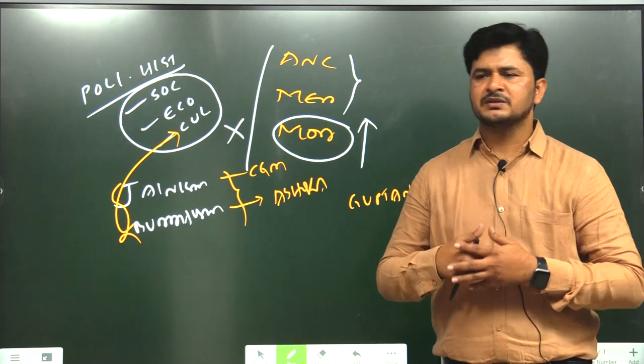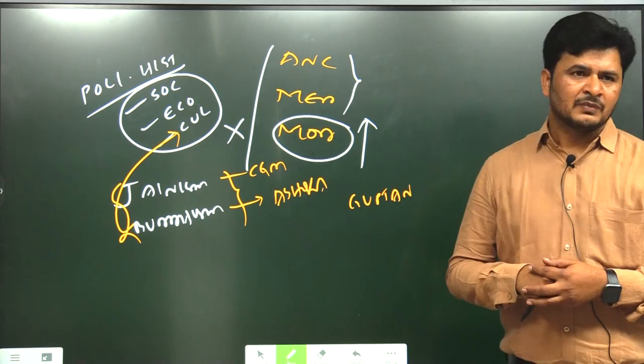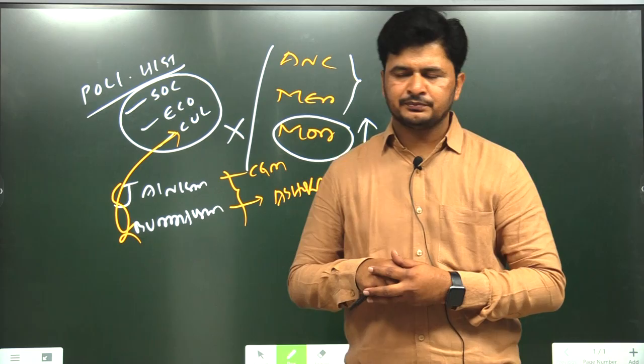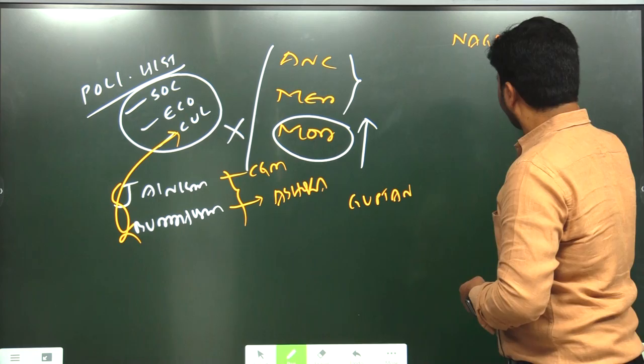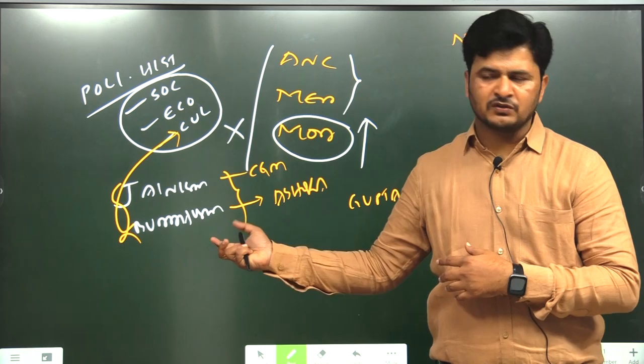And obviously, they did write various books on different subjects. And it was Guptan rulers who donated lands to the temples. Guptan rulers constructed various temples in a typical style called Nagara style. Nagara style.